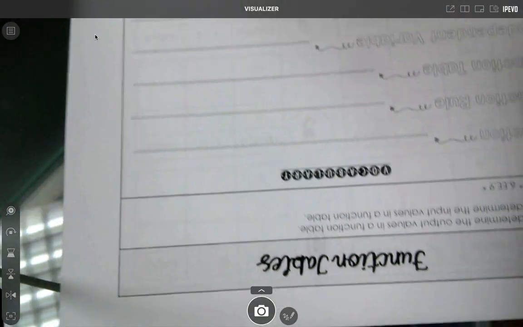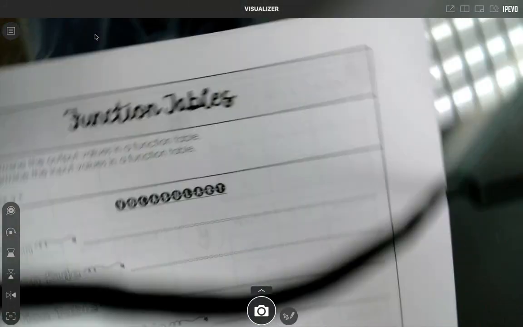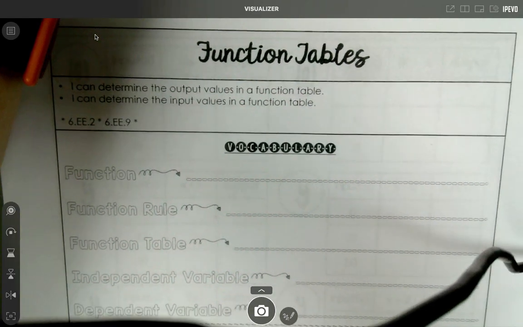All right, friends, we're talking about function tables today when I get my camera right. There it is. Okay.